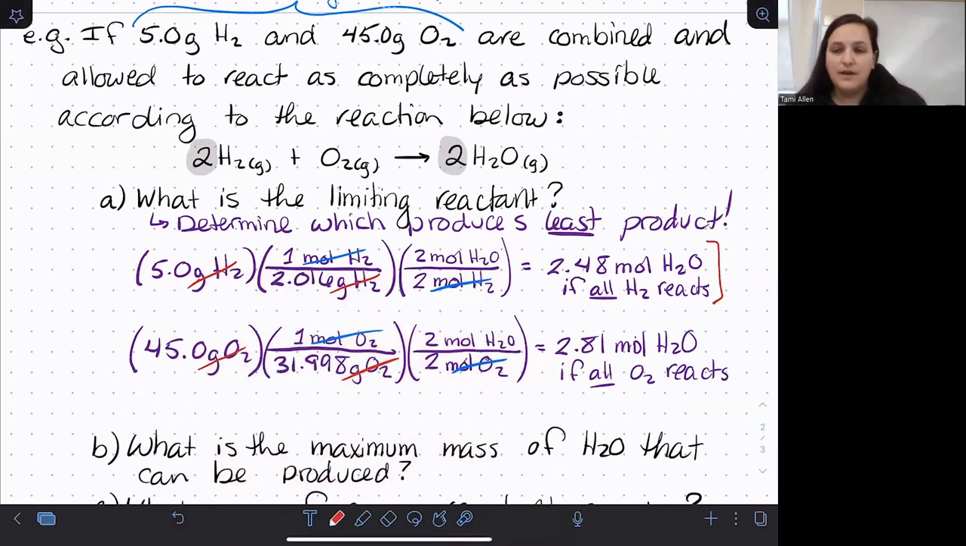is that once we have hit 2.48 moles of water produced, we are out of H2. We have used up all of the hydrogen available to us, and that reaction has to stop. We can't actually get all the way to 2.81 because we ran out of hydrogen once we got to 2.48. So this one produces less product. So this means that H2 is our limiting reactant.